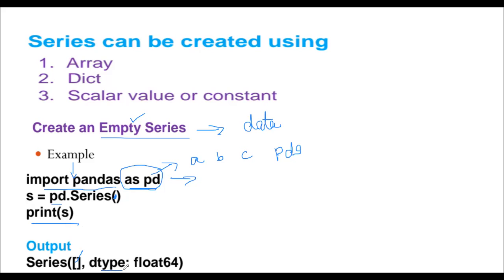And by default, Python will take a float data type. You didn't give any data type over there, and it is an empty series. Suppose if a value is passed, automatically according to the value, it takes the data type. But here we have created an empty series. So by default, it takes float64. This is the way to create an empty series.